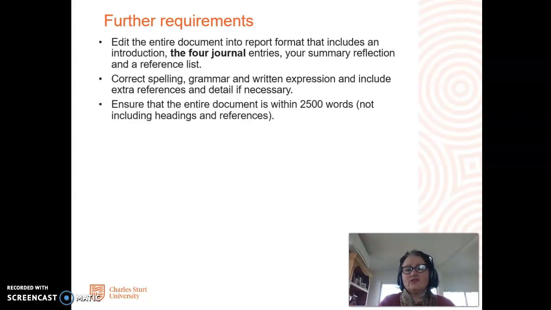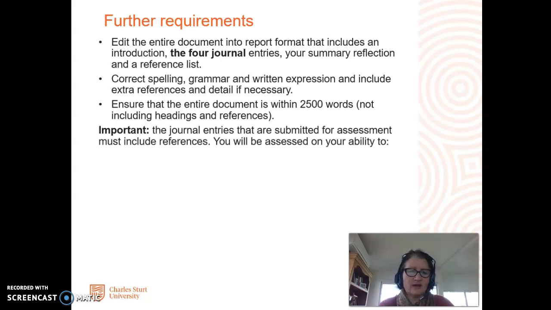Ensure that the entire document is within the 2,500 words. And that doesn't include headings and references. It also doesn't include appendices if you want to put those in. Okay, so your reference list and your headings and your appendices aren't included. 2,500 words. Look, if you get to 3,000, I'm not going to die in a ditch, but beyond that, I may stop reading. And if you don't put enough in, there might be some penalties involved as well. But some people are really succinct in their writing, so I don't want to penalise if you have been very succinct and clear in your writing.